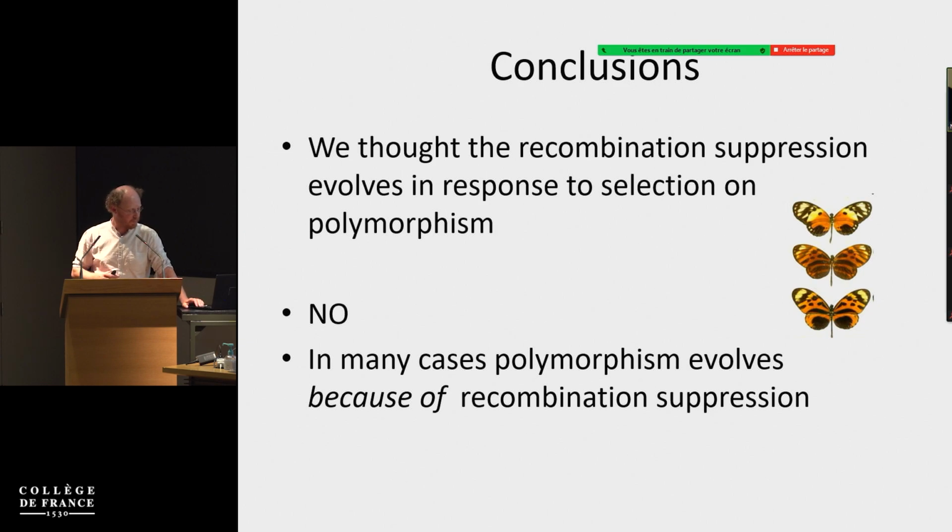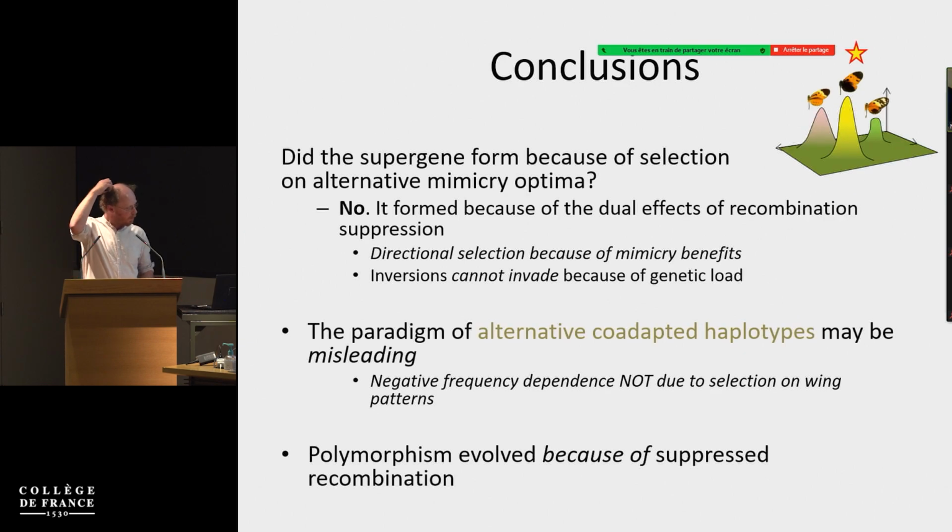causing this. So did the supergene form because of selection on alternative mimicry optima? No, because it formed because of the dual effects of recombination suppression. And then the second conclusion is that the paradigm of adaptive coadapted haplotypes may be a little bit misleading, because the negative frequency dependence is not due to wing pattern polymorphism. And that's the same question.